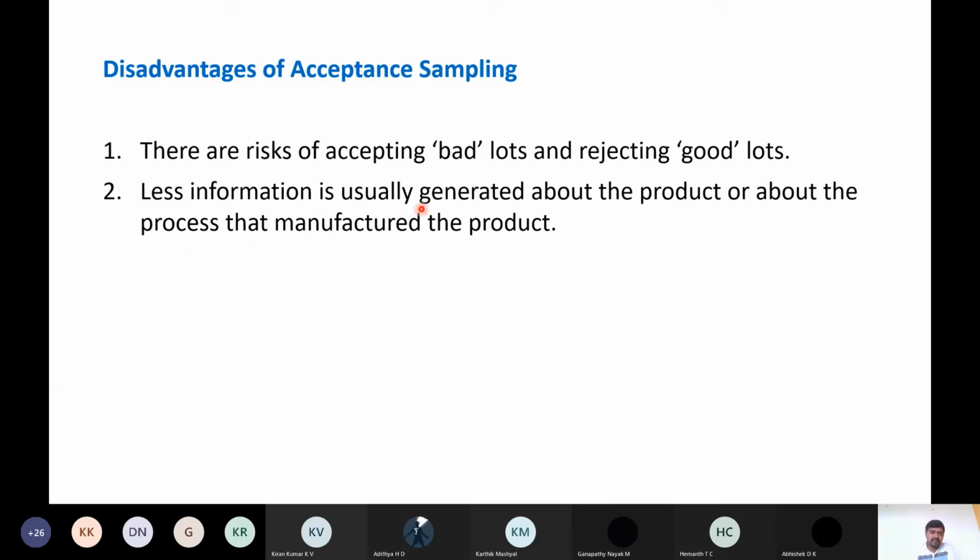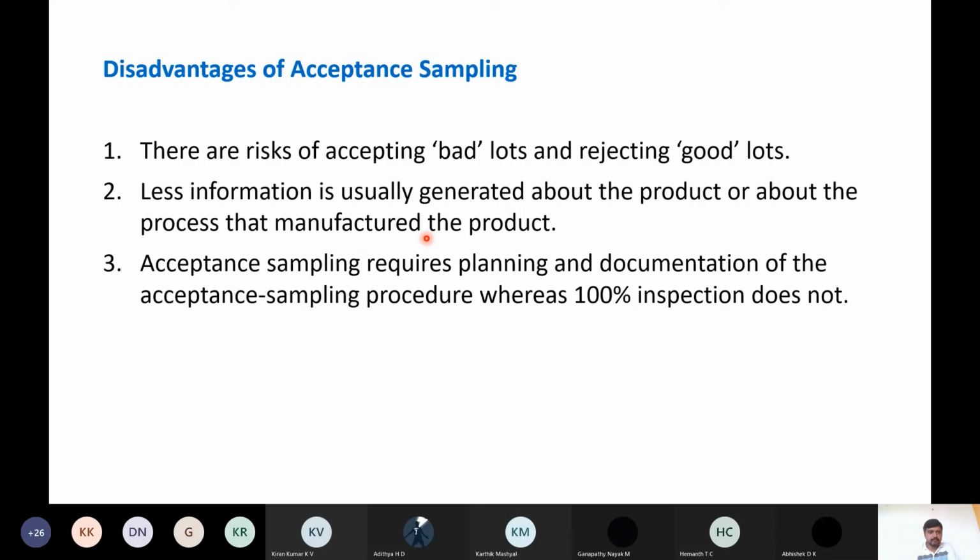Next, less information is usually generated about the product or about the process that manufactured the product, because you are making a decision based on only a few units of a component or product.